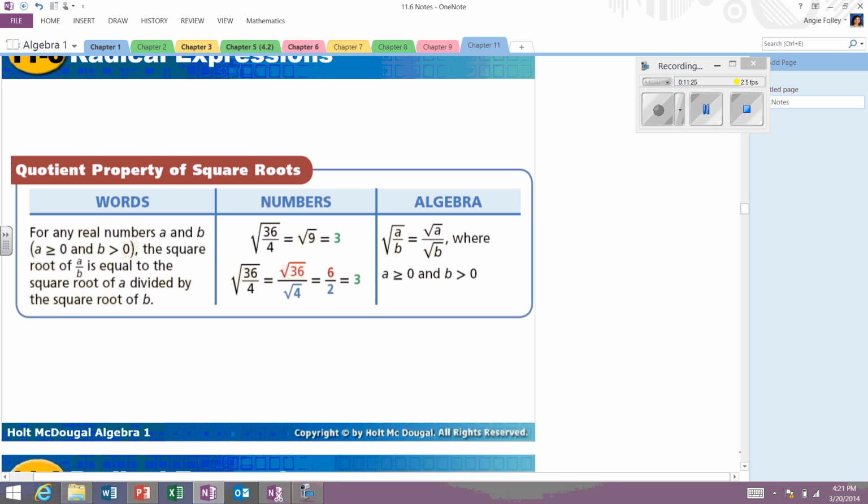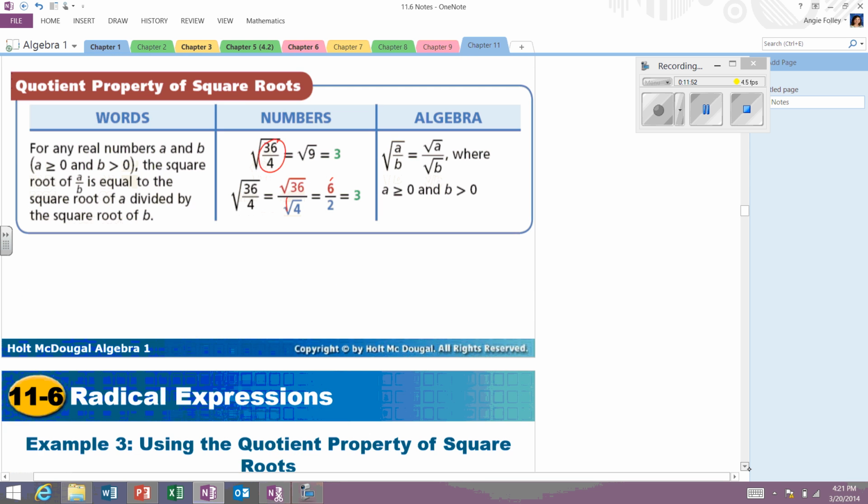So this quotient property we're going to look at now says that for any real numbers a and b, the square root of a over b is equal to the square root of a divided by the square root of b. So we've kind of talked about this. If you have the square root of 36 over 4, you could simplify the fraction and it's the square root of 9, which is 3. Or you could split it up as the square root of 36 over the square root of 4, which is 6 divided by 2, which is 3. So those are the same thing. Whichever one is easier to solve is fine.